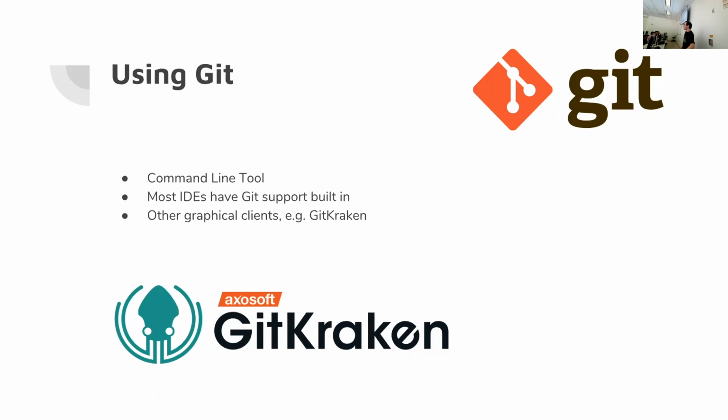All right, so actually using Git, there's a command line tool. There's also integration built into most IDEs. But if those aren't really your thing, you also have some graphical clients like GitKraken. GitKraken is a visual GUI. It makes it really easy to see what's going on when you're actually pulling code, pushing code, things like that. So if you're not comfortable with the command line, which is probably what we're going to end up using today because that's what we have available, definitely check out GitKraken. I think if you go to GitHub, you can get the GitHub student pack or something, and you can get access to GitKraken for free. So definitely check it out.